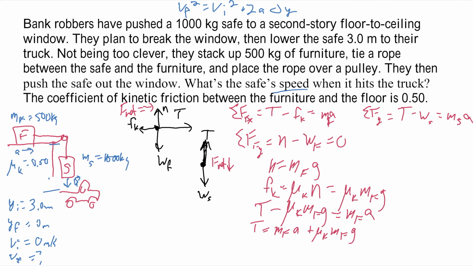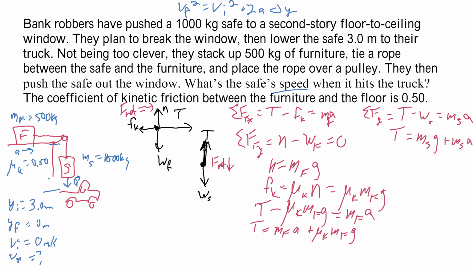Now what? Solve for T in a different equation. Come back up here, and I can solve for T also. T equals the weight of the safe, but the weight of the safe is the mass of the safe times gravity, plus the mass of the safe times our acceleration.